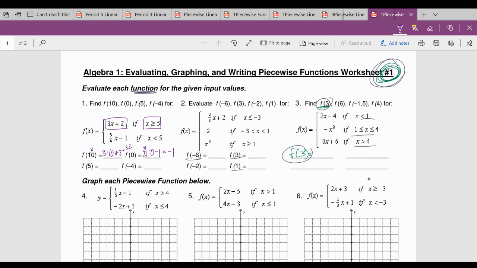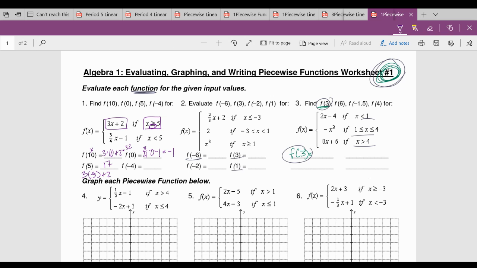For f of 5, that's when x is equal to 5. So there's my "or equal to." So I'm going to be substituting it into 3 times 5 plus 2. 3 times 5 is 15, plus 2 is 17.